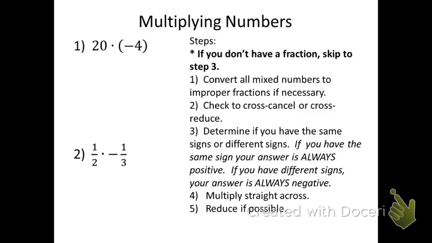Continuing here, number 1, 20 times a negative 4. We have a positive 20. This is not a fraction, so I'm going to go to step 3. I'm going to determine if I have the same or different signs. I have different signs because there's a positive and a negative. So positive times a negative is going to be a negative answer. And then 20 times 4 is 80. So the answer is negative 80.